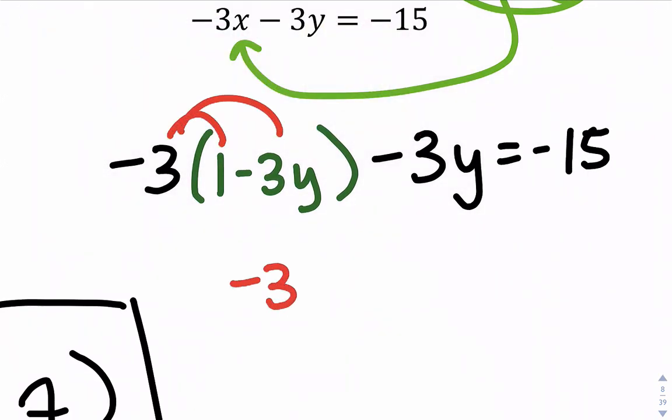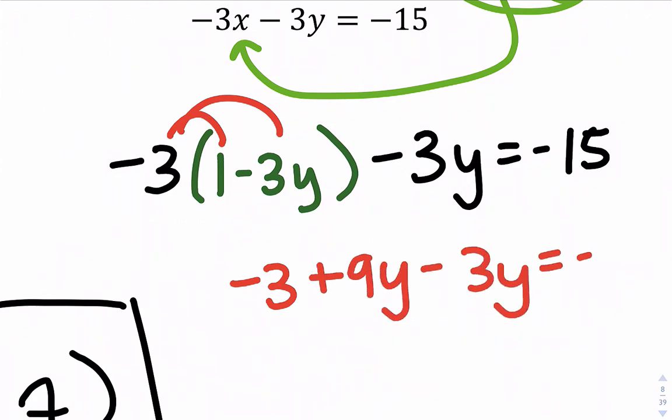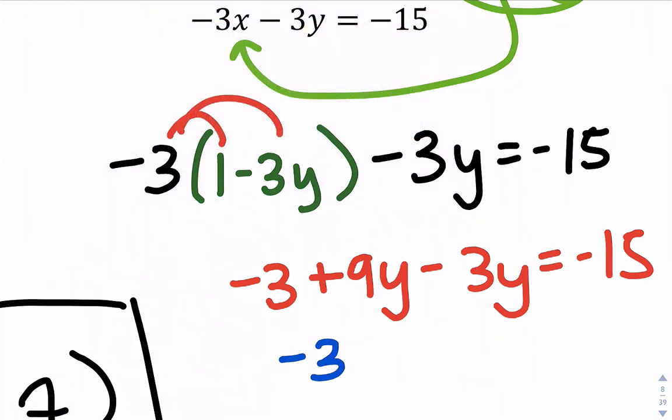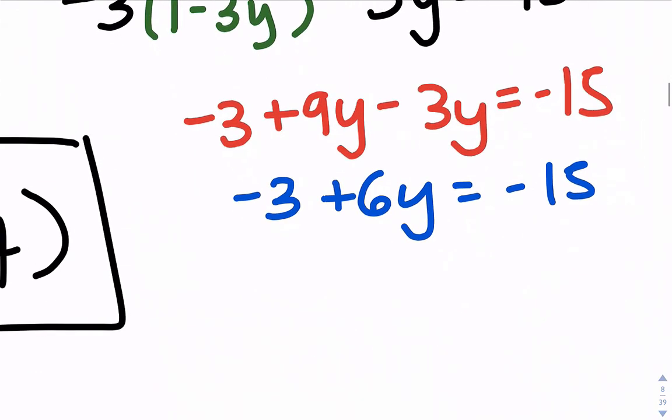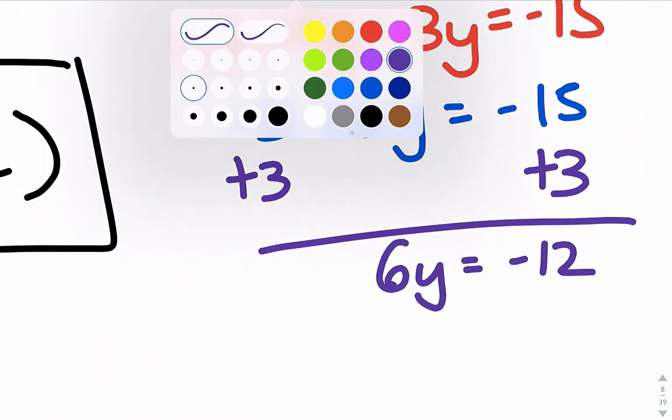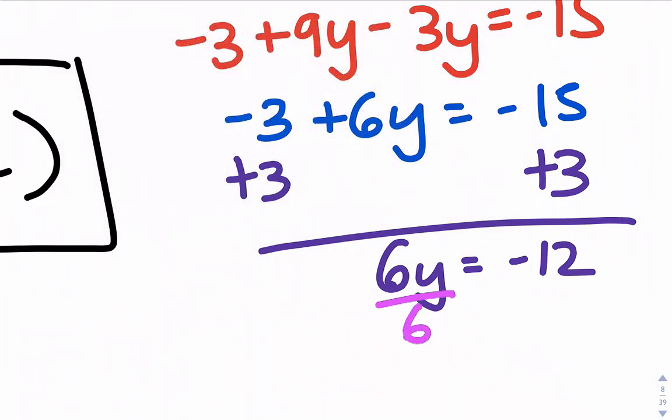We get negative 3 plus 9y minus 3y equals negative 15. We'll combine like terms. Negative 3 plus 6y equals negative 15. Add 3 to each side. All right, 6y equals negative 12. Divide by 6. So y is negative 2.